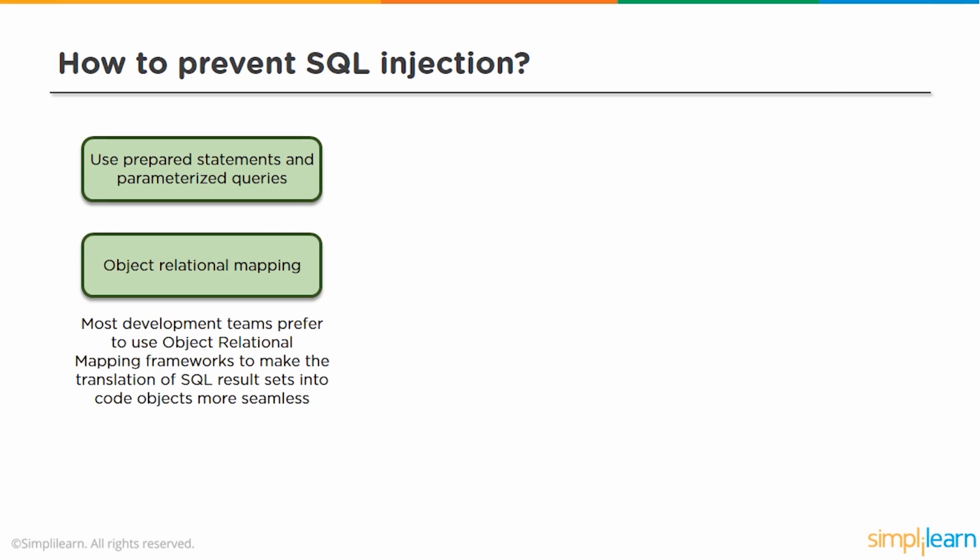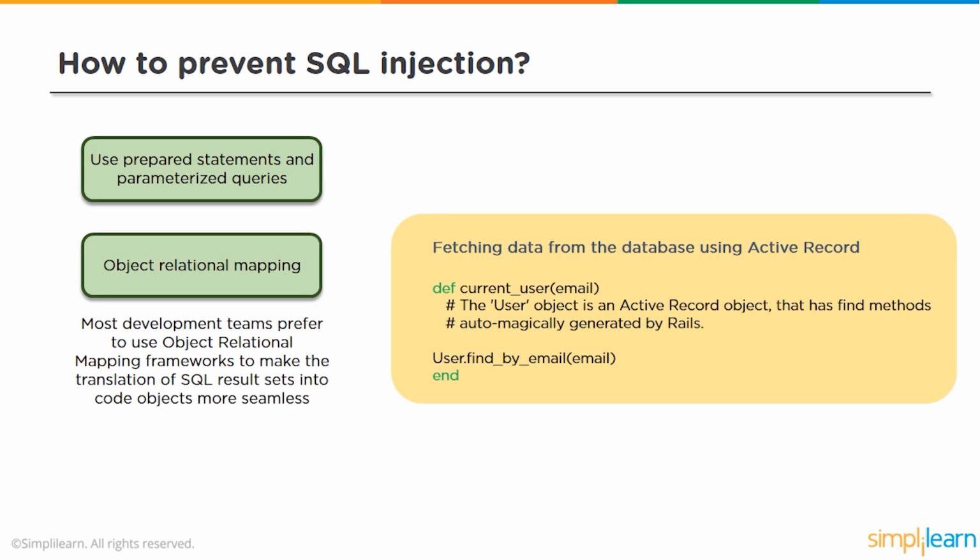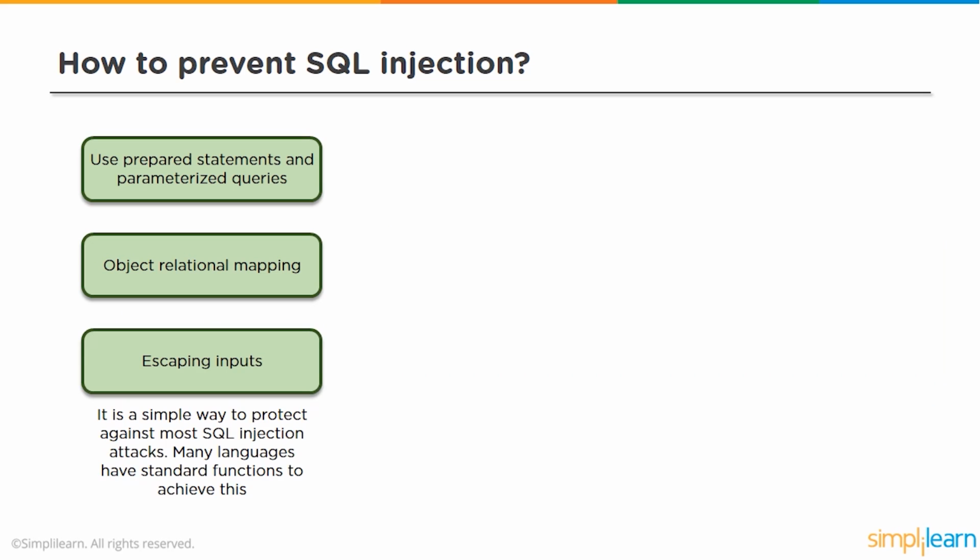Most development teams prefer to use object relational mapping frameworks to make the translation of SQL result sets into code objects more seamless. So this is an example of object relational mapping, where we map certain objects and allow that to be executed. And then escaping inputs. It is a simple way to protect against most SQL injection attacks.